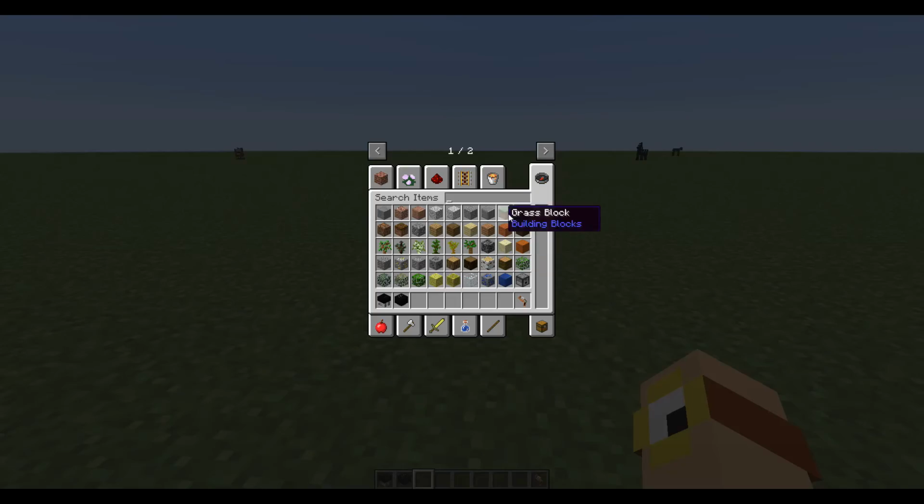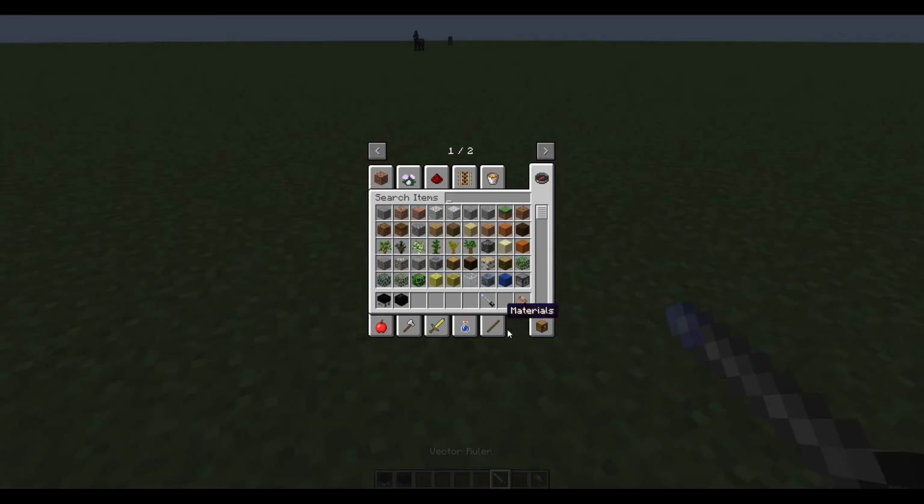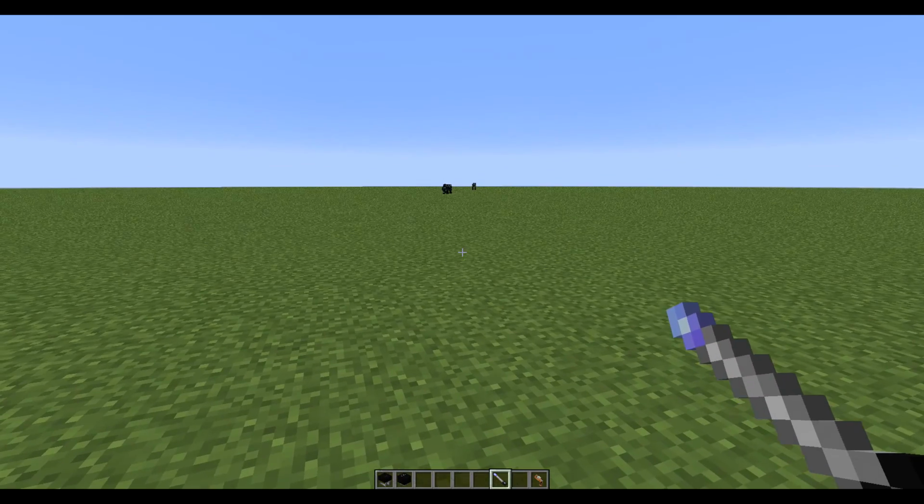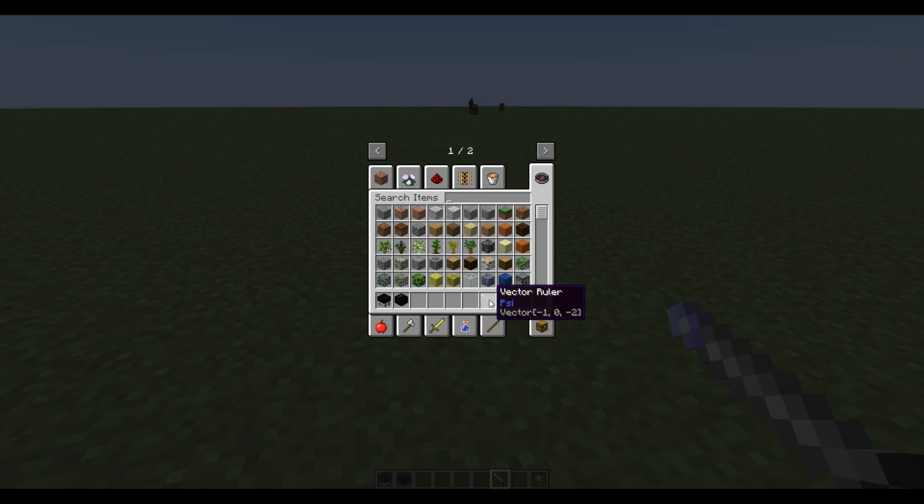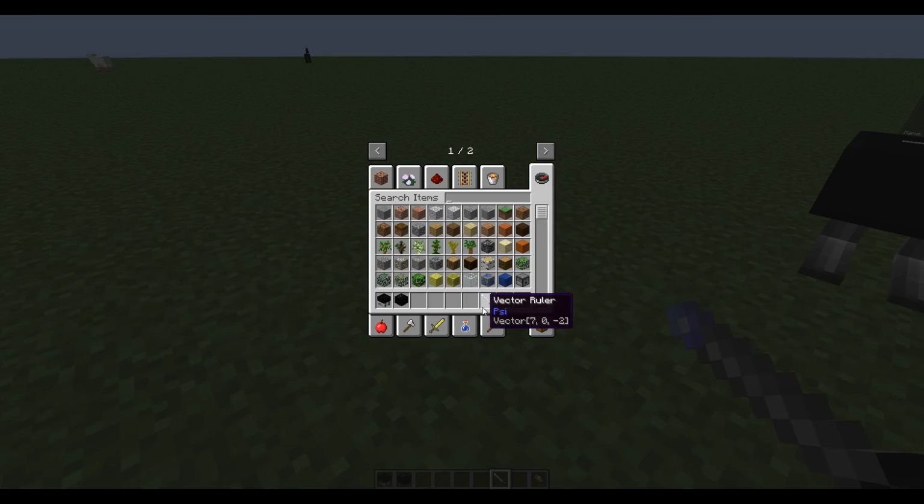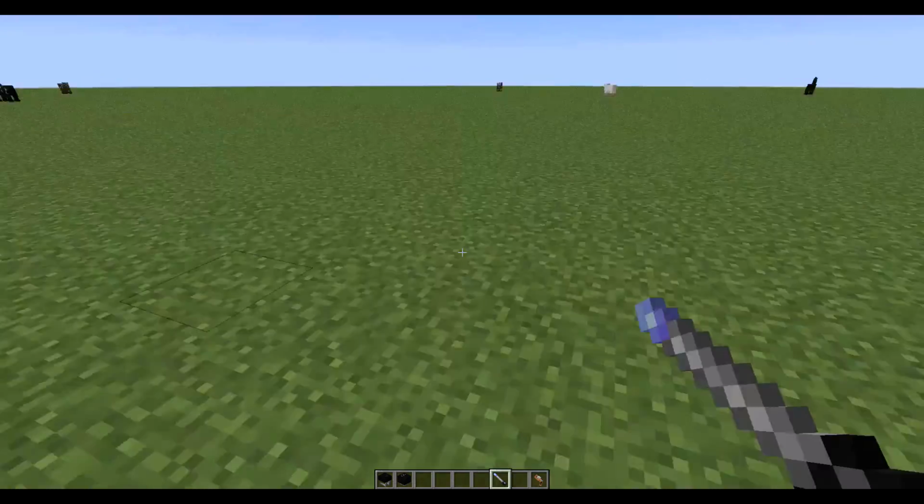First off, what is a vector? Well, generally a vector is a bunch of numbers that you work with together. For example, if I take a vector ruler, it shows a vector here, which is inside the square brackets: 3 numbers separated by commas. I've got this in relative mode now, and if I just look, I've got 3 numbers.